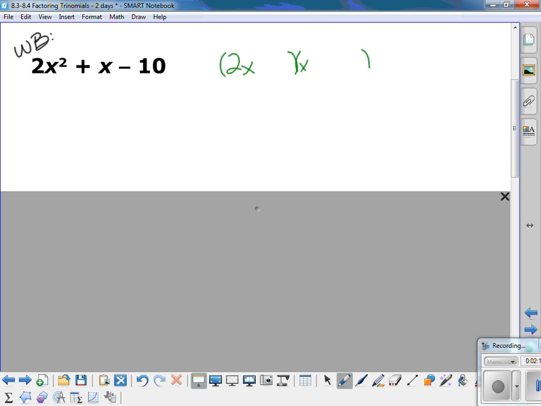So if I start with 2 times 5, if I put the 2 here and the 5 here, I'm going to get 2x and 10x, and that's not going to help me get to a just positive 1x at all, is it? So I know it can't be that way.